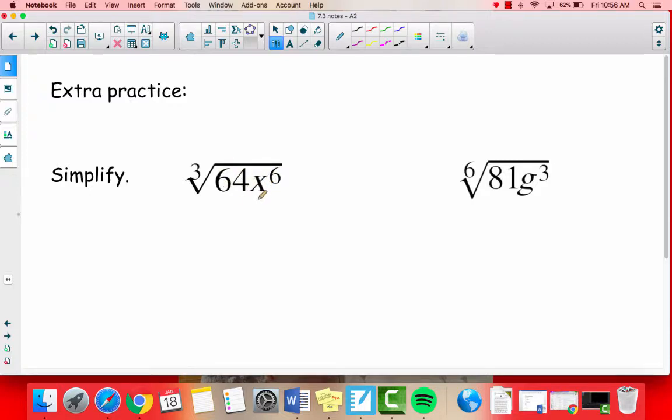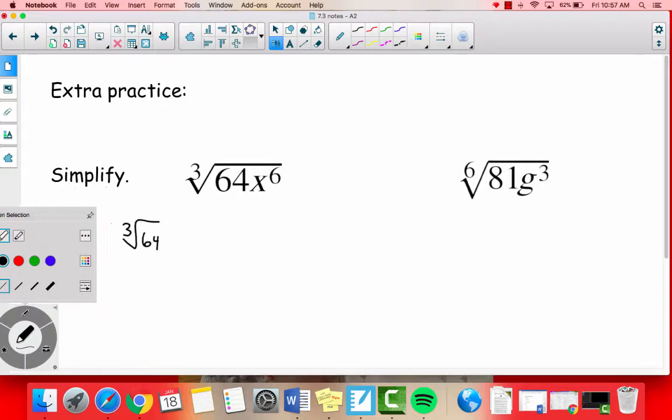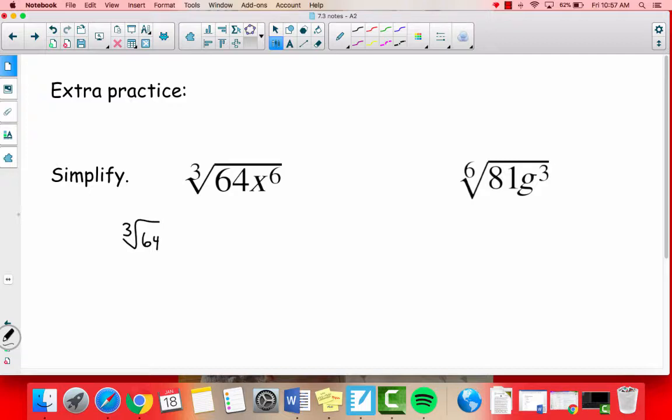So very similar to the last section with reducing, you just want to make sure you reduce all the way. In this case, we're going to start by taking the cube root of 64 first. Remember, you always do each part individually. So if I start with the cube root of 64, unfortunately, you can't take the cube root of 64 as is. Remember, this is the same as 64 to the 1/3.